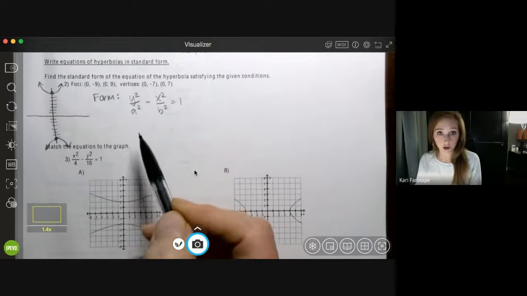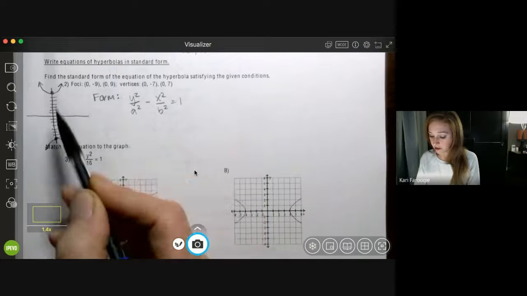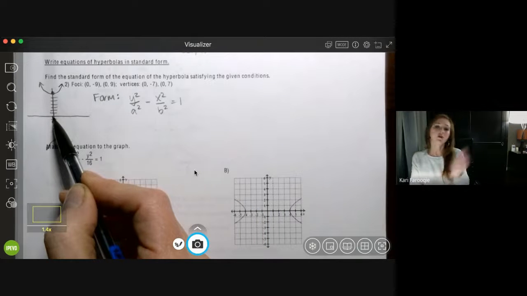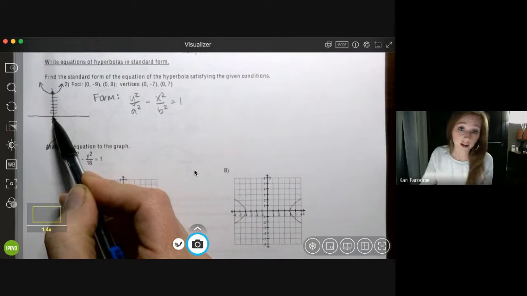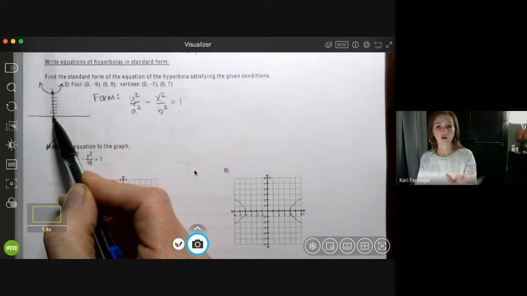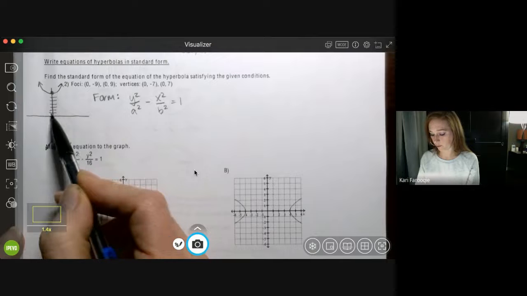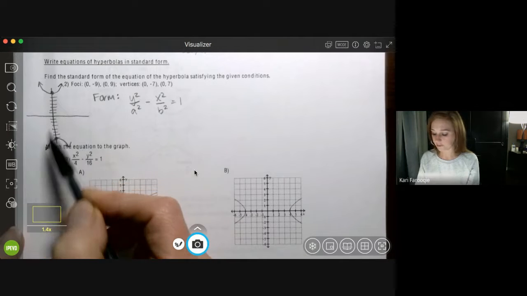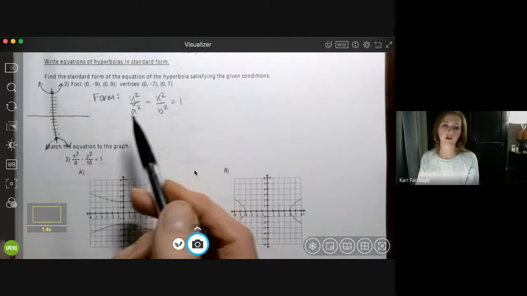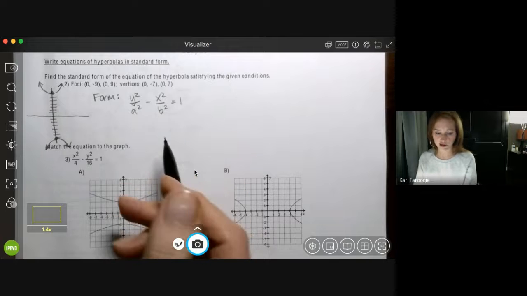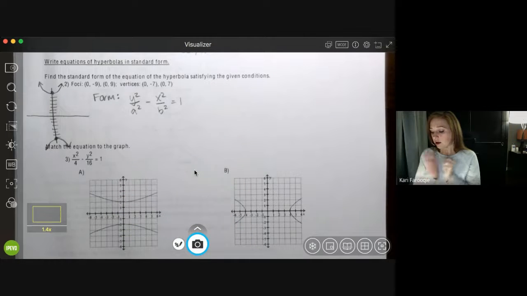We also know for certain that the center is at 0, 0. Now, you probably assumed that because we haven't talked about moving the center yet. That's true. I wouldn't do that to you if we hadn't talked about it yet. But you know that the center is equidistant from these two vertex points, and we haven't moved anywhere left or right. So the center is at 0, 0, so we don't have a y minus k, x minus h situation occurring.